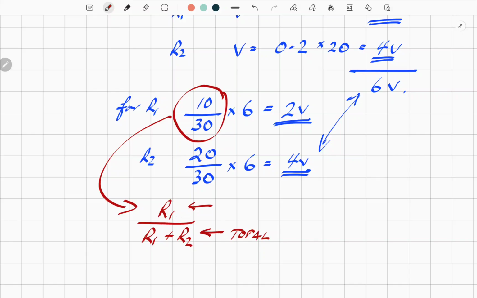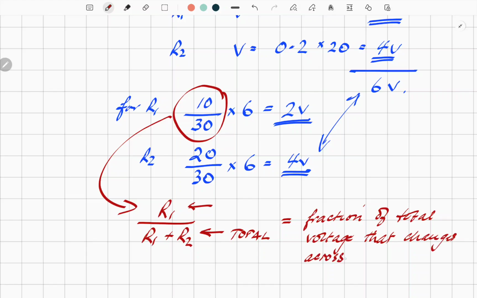So that tells you the fraction of total voltage that changes across R1. All right? And it's the same for R2. If you do the same thing, it'll be R2 over the total. So that'd be 20/30. Like that.